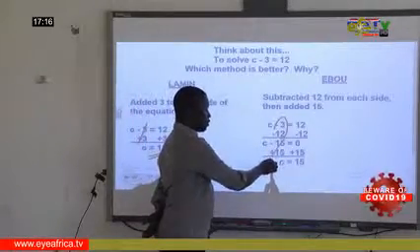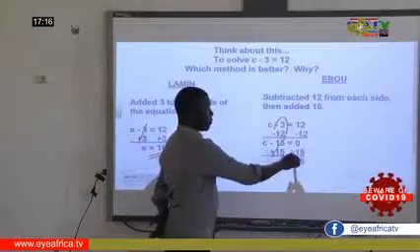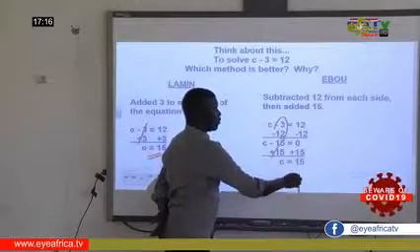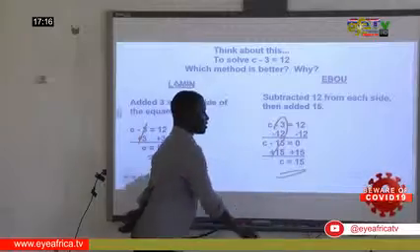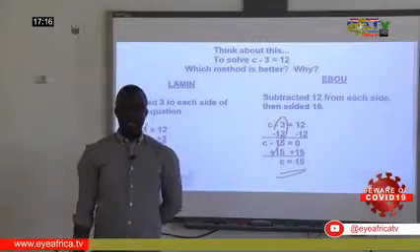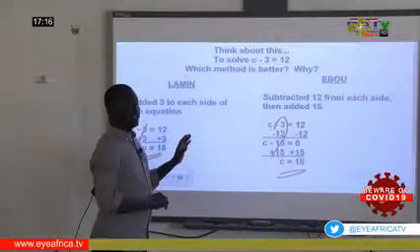This 15 undoes the 15. And then we end up having 0 plus 15, C equals 15. Now the question is, both Lamin and Ibu have the same answer, as we can see.